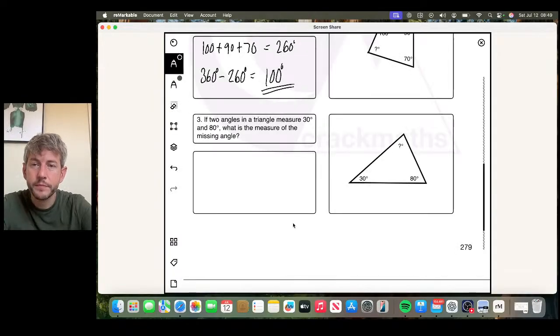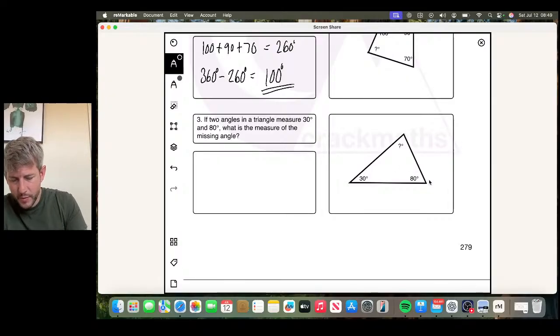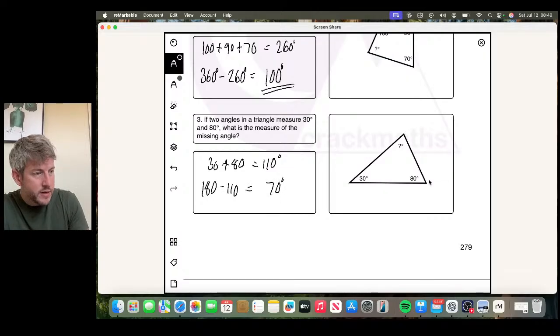Question 3. If 2 angles in a triangle measure 30 degrees and 80 degrees, what is the measure of the missing angle? So we've got 30, tick, and 80, yep, they match. 30 add 80 equals 110 degrees. 180 minus 110 equals 70 degrees. So the missing angle will be 70 degrees.